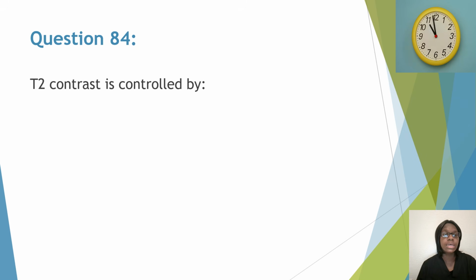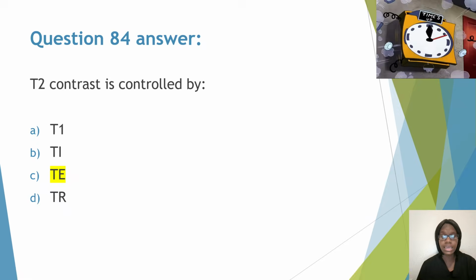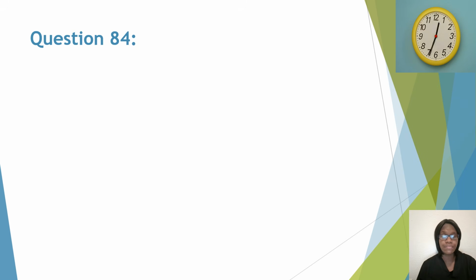Question 84. T2 contrast is controlled by A, T1, B, TI, C, TE, D, TR. All right, the correct answer is C, TE.